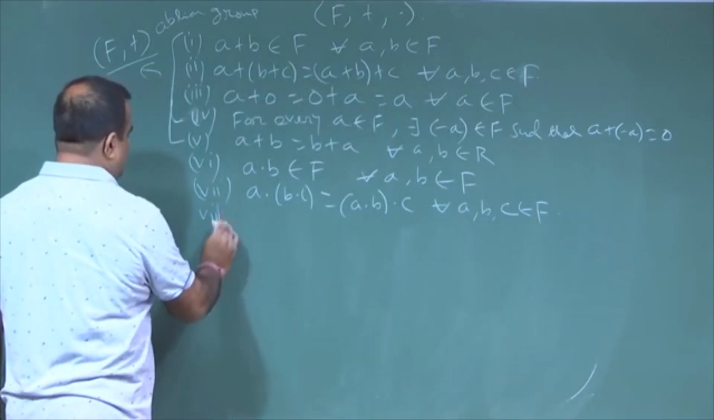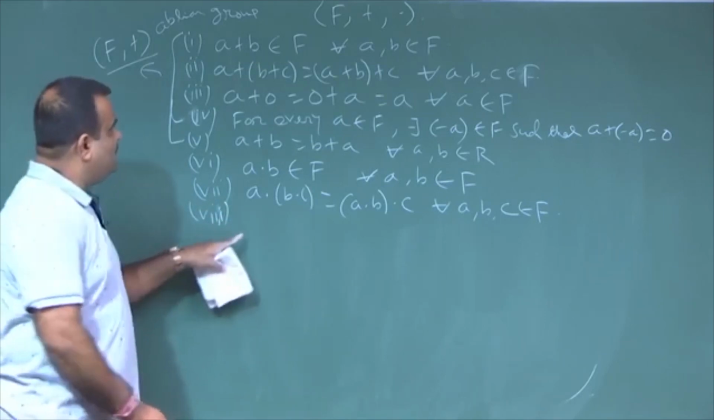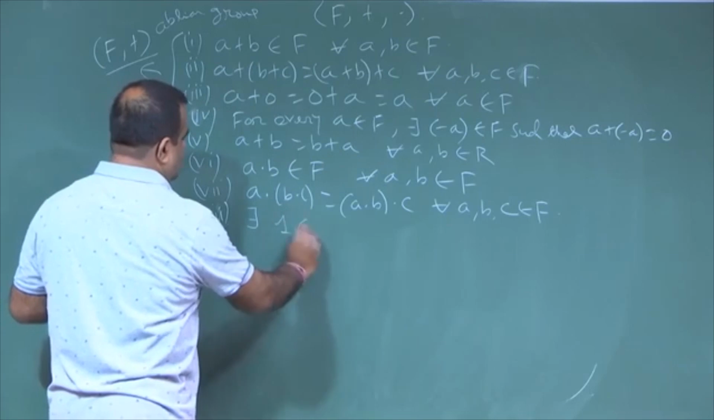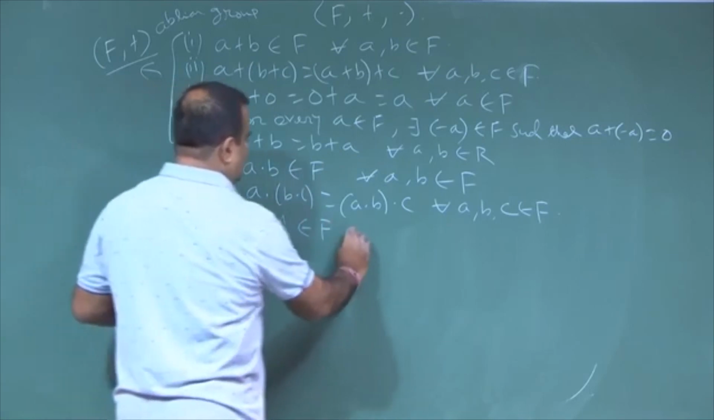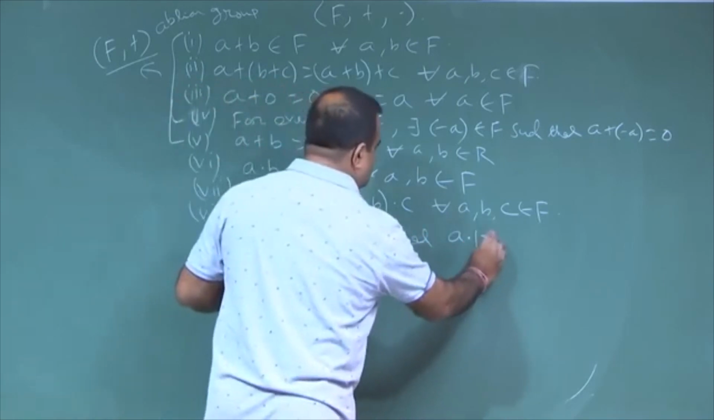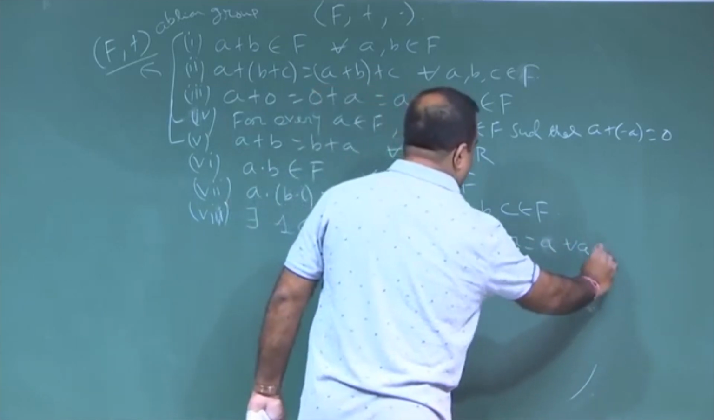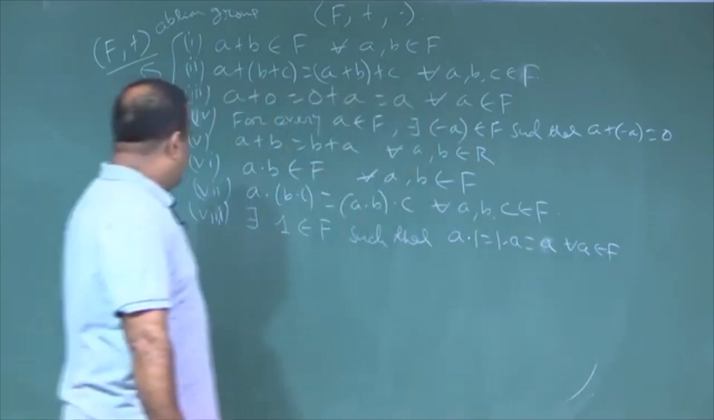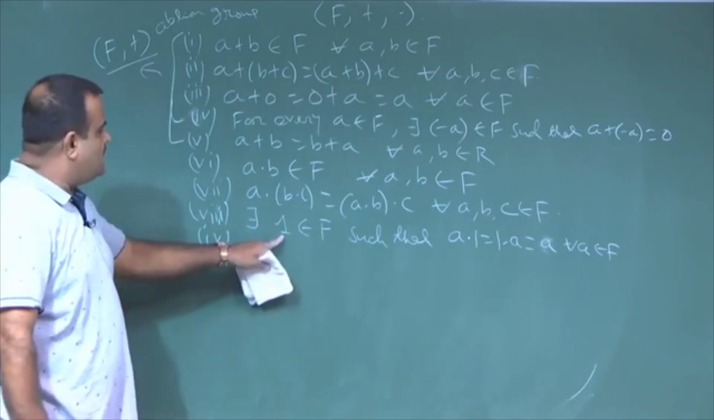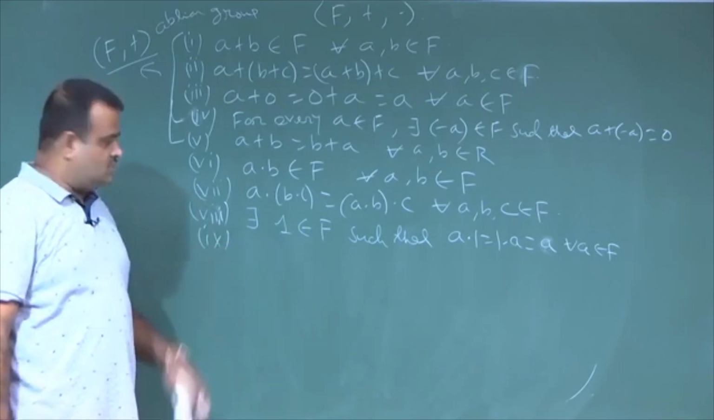Now, we have the identity element of the dot. So, there must exist a 1, a unique element, such that a · 1 is equal to 1 · a is equal to a, and this is true for all a. Okay. And this is the identity element, multiplicative identity, which is called unity also.